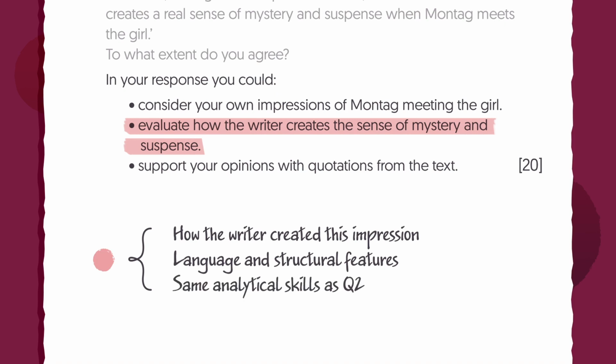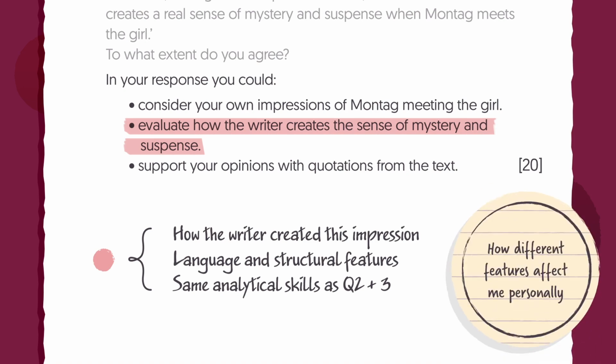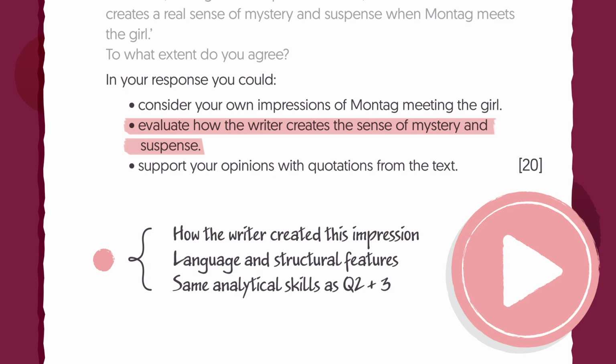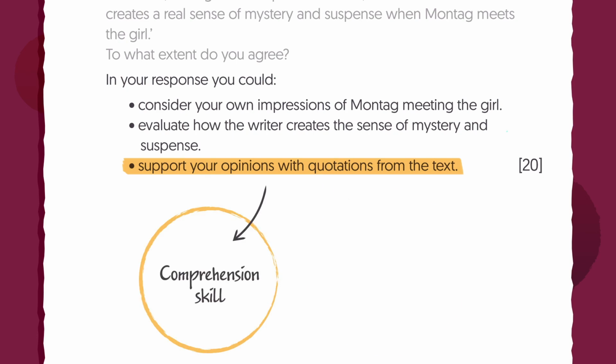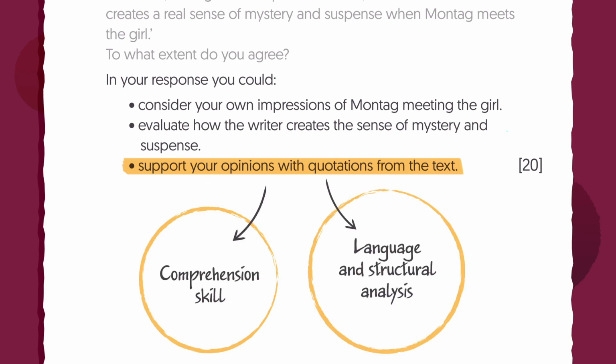These are the same analytical skills you've just used for question 2 and 3. This is great because you can use the same method to help you build your response, making notes about how the different features of language and structure affect you personally. For a more in-depth reminder of the method for question 2 and 3, why not go back and watch the pods on those questions? Both comprehension and analytical skills need support from the text, quotations for comprehension skill and examples for language and structural analysis.